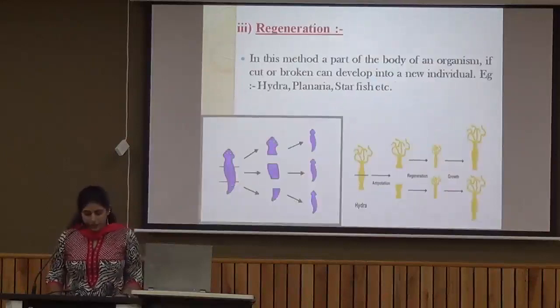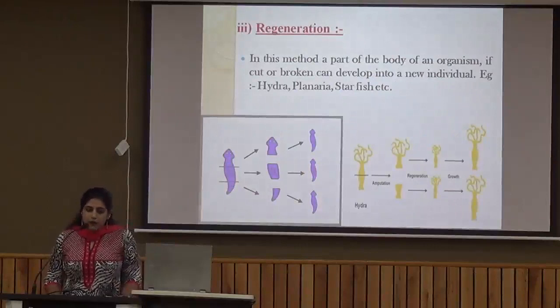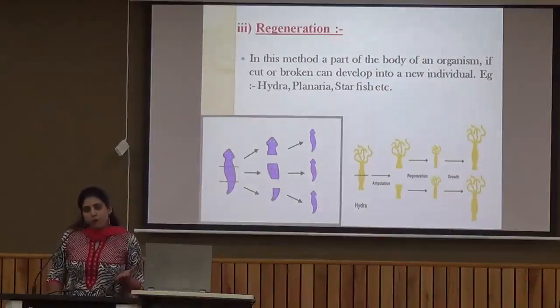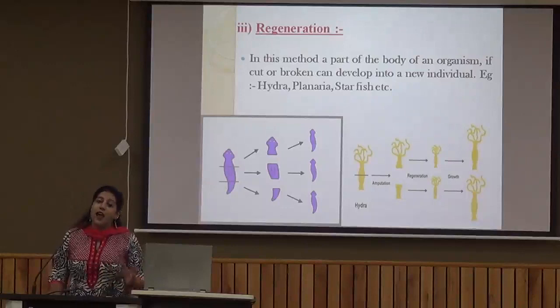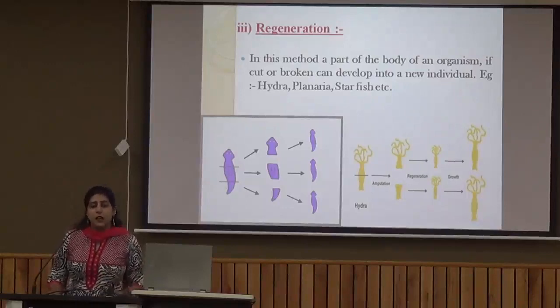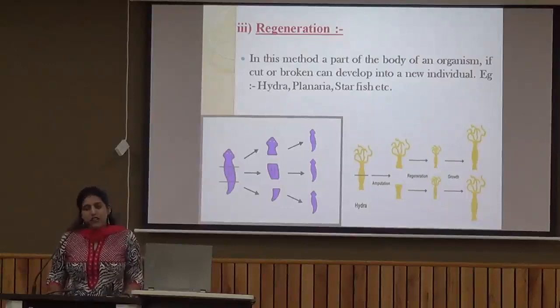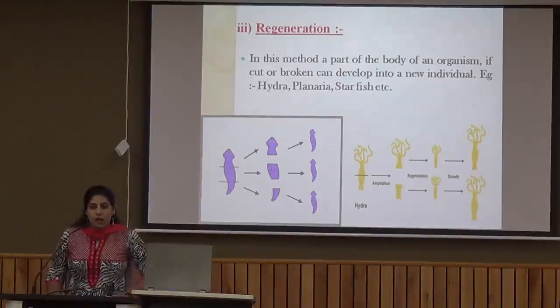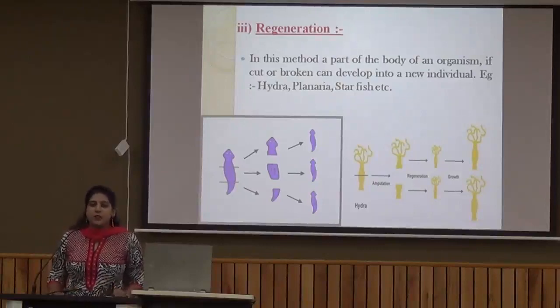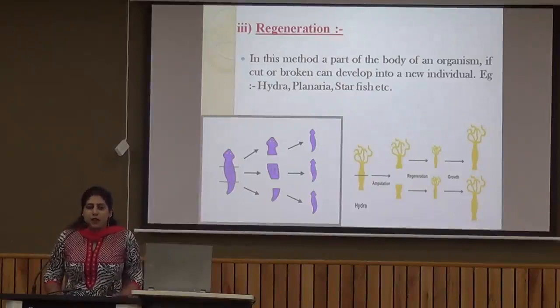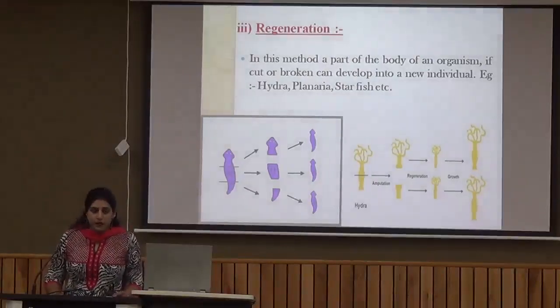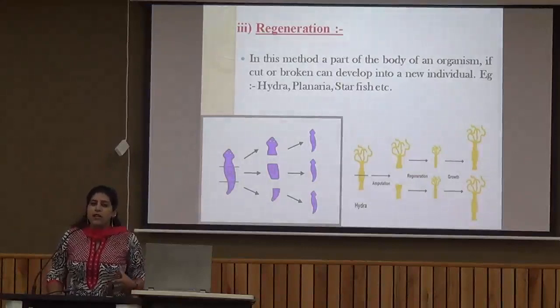Next is regeneration. In this method, if a part of an organism is cut or broken, it will develop into that number of organisms that much it is cut into. If you see the first figure, that is planaria, a water organism. Now in this there is one difference. It does not mean that once it attains a particular growth then only it will divide. An organism will come in such contact that it will get a cut. That cut portion will divide and form a complete organism.